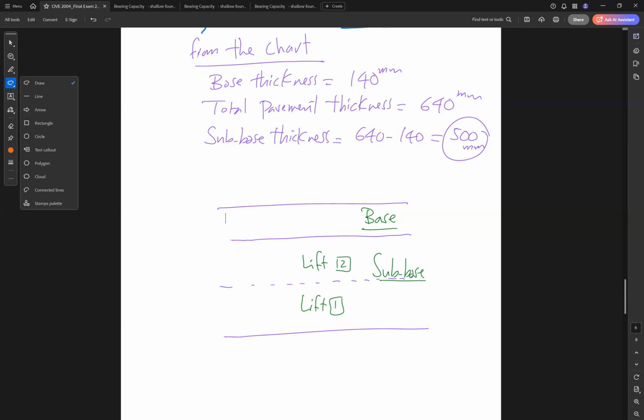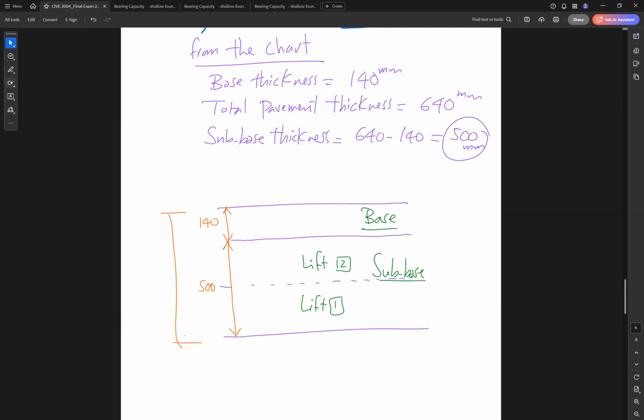So here, this is the thickness. How much is this thickness? We got 140. This total is 500. So this total is 640. The lifts are 250 each, for example, or 300 and 250, whatever. So these are the pavement layers. Okay.